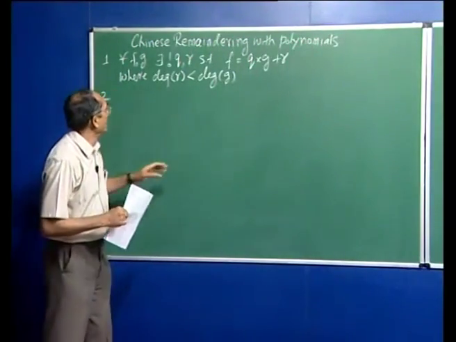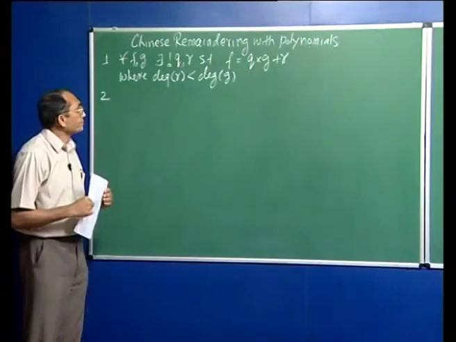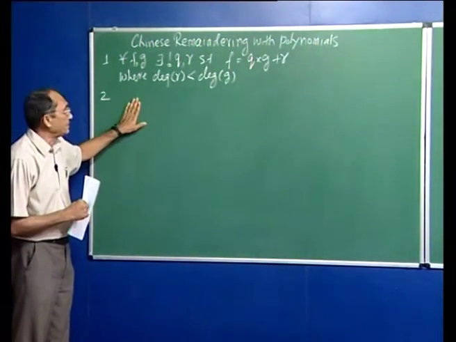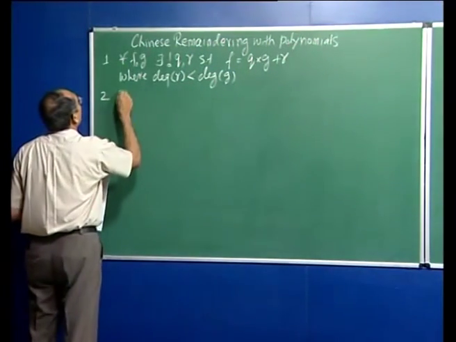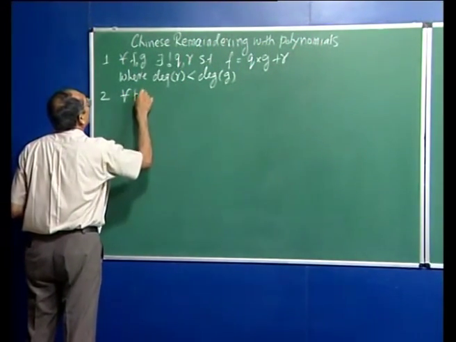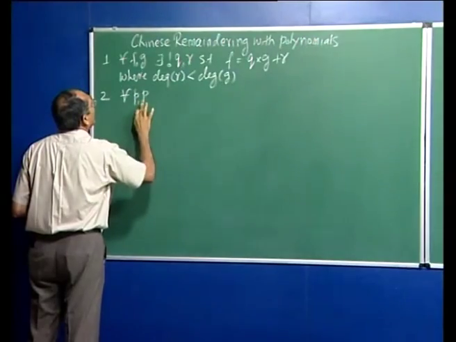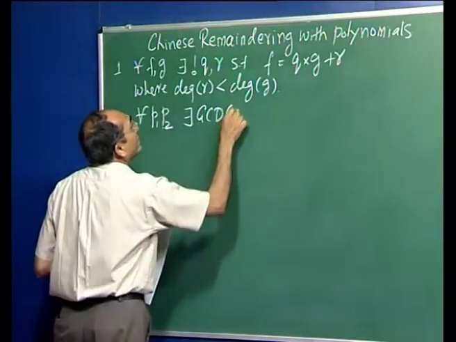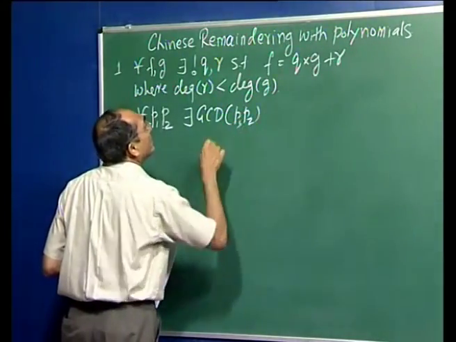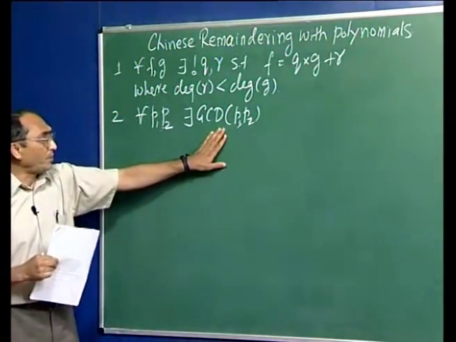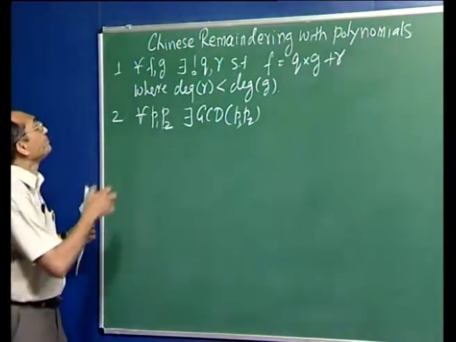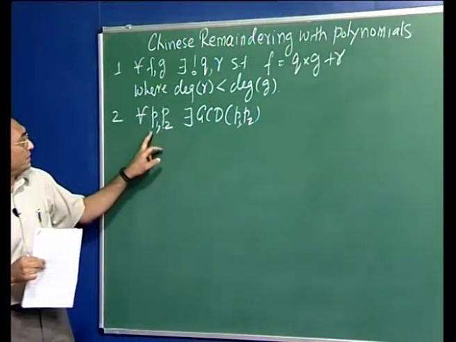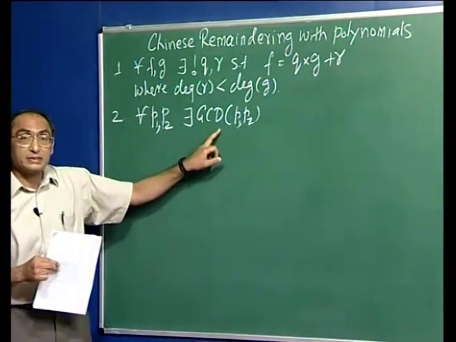This is a property very similar to the integers. The second property that we had was the existence of a GCD. We said that for all P1 and P2, there exists a GCD of P1 and P2. This is a polynomial which divides both of them, and anything else that divides these two also divides this.